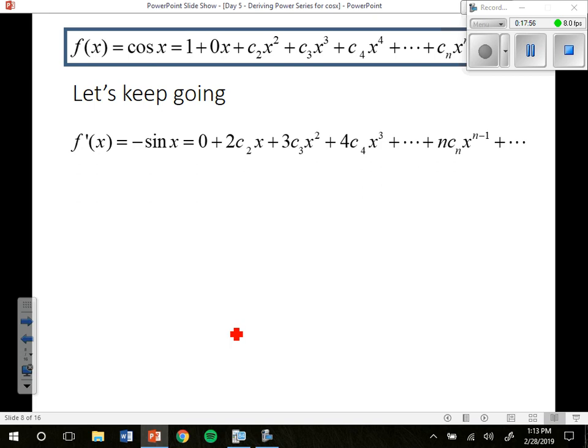Okay, now I want to solve for what coefficient? I want to solve for C2, and right now I have 2C2x. Oh, it's the derivative. That's what we have, and I went back to that first derivative. What do you think I can do to get 2C2 by itself? Differentiate. Differentiate again. And so I'm going to get what on the left? Negative cosine x. And then I'm going to get 2C2 by itself.